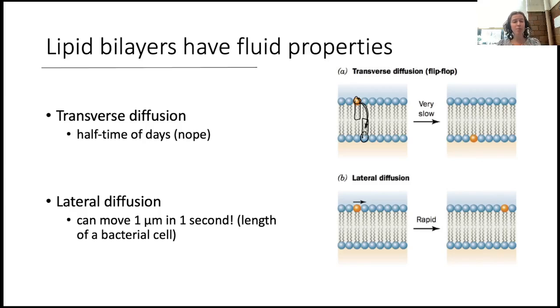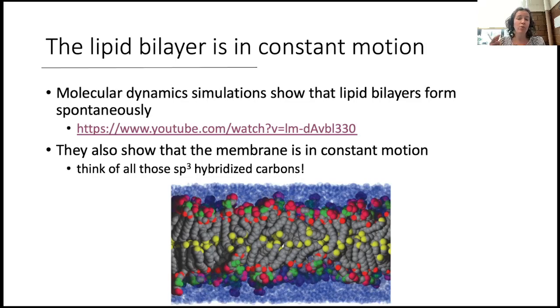So the most common type of movement for lipids is lateral diffusion, where this lipid just moves laterally through the leaflet. This happens really fast. These lipids are just zooming around. And we can use simulations to show us just how fast these lipids are moving.